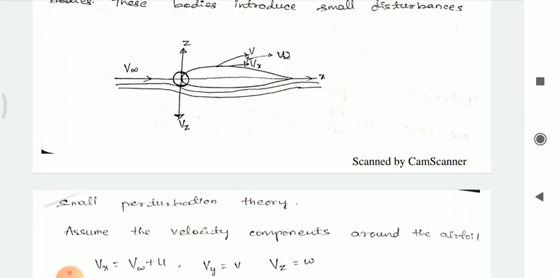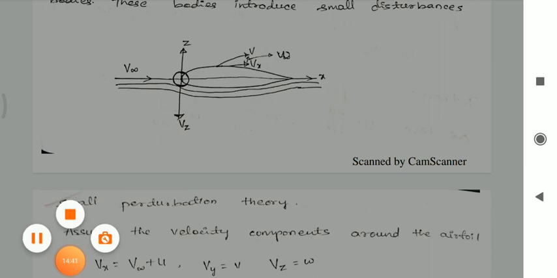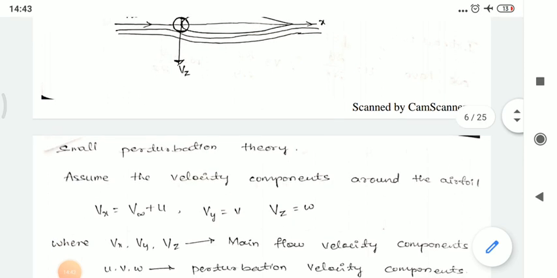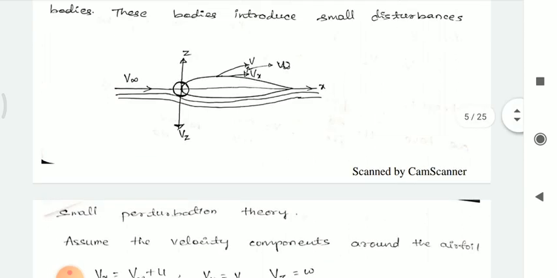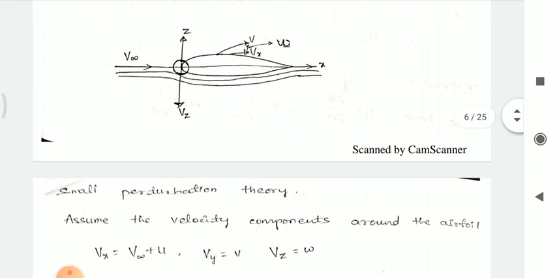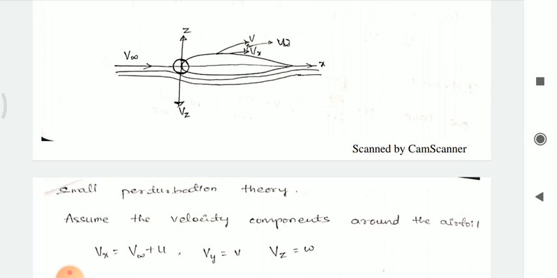Perturbations. Fine. So hence this linearization of the potential equation is also called small perturbation theory. See the airfoil, V infinity is the velocity which is coming in the x direction, and let us also consider the perturbation velocities Vx, Vy and Vz. Vx is in the x direction, Vy is in the y direction and Vz is in the z direction.